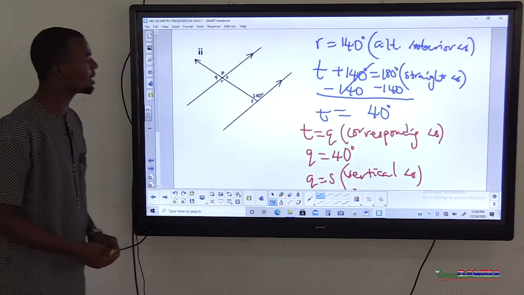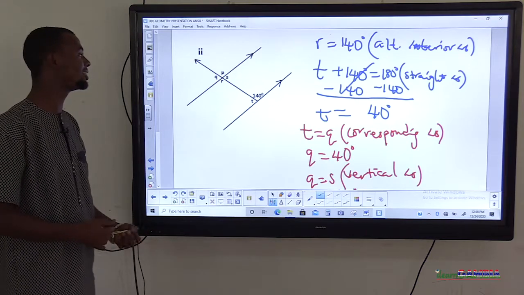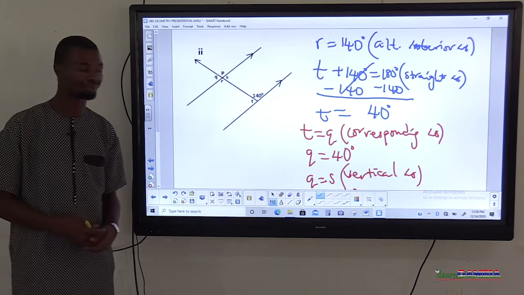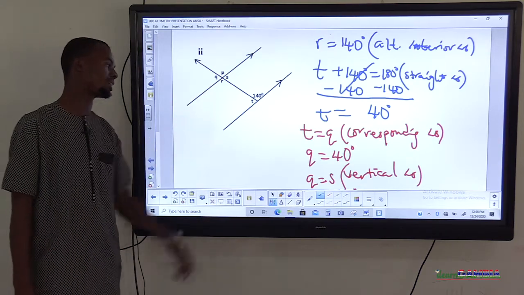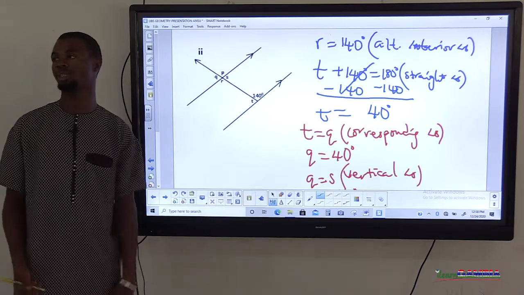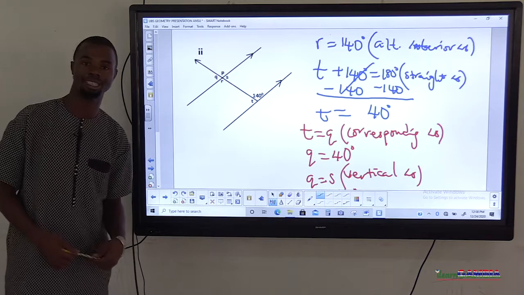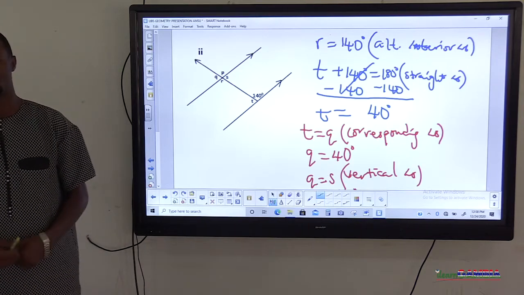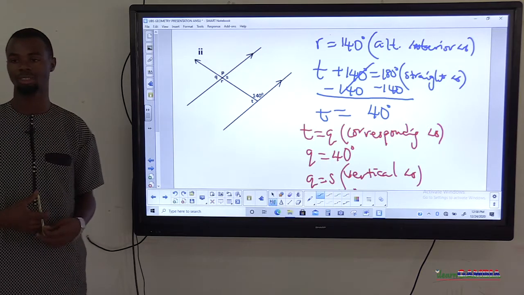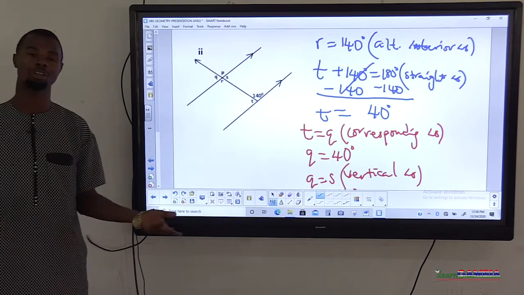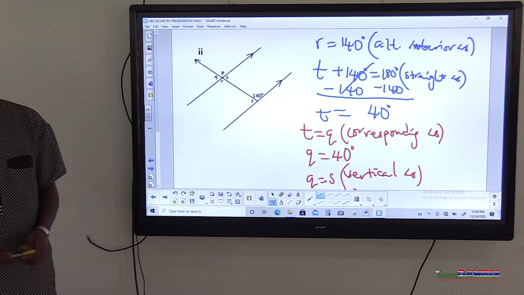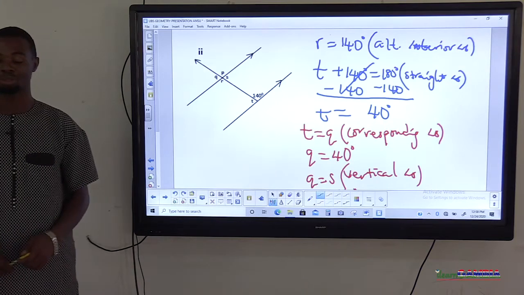So we found all. P, Q, R, S, T is all there. So we just have to relate it like the other one. You always have to give reason. If it is vertically opposite angles, you give that. If it is alternate exterior, you also cite that it is alternate exterior. Always give reason. You can solve it differently, but the reason will help us know whether you really understand what you are doing.